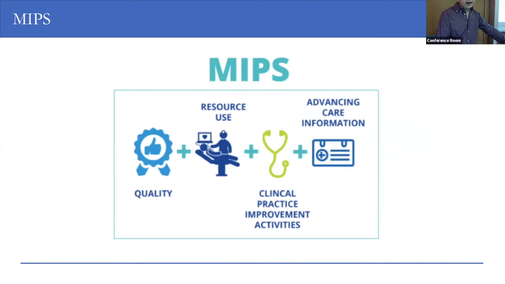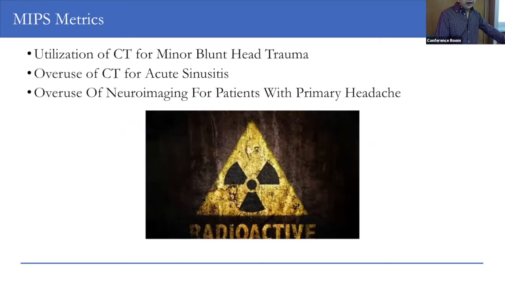So MIPS has several different components to it. In addition to quality metrics, they also look at resource use and costs, your involvement in quality improvement efforts, as well as promoting the use of EHRs and intercommunication between hospitals and physicians. So I'm going to talk a little bit more about the quality metrics, obviously.